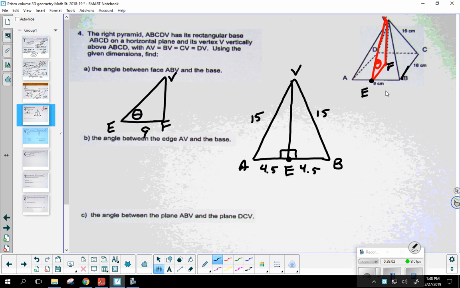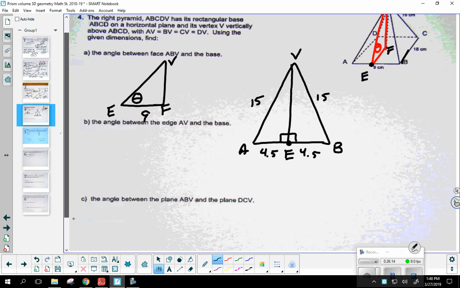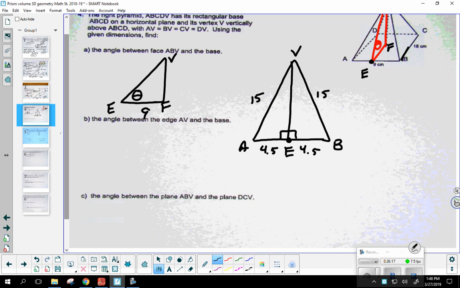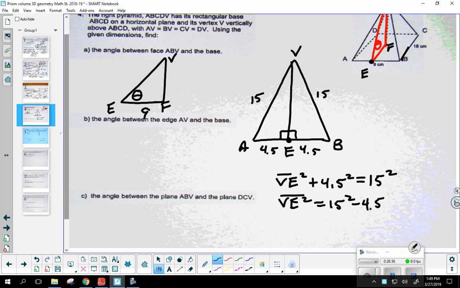No? Okay. So let's see here. Let's say VE squared is equal to 4.5 squared. Oh, what am I doing? I got used to what we were doing on the previous ones. This time VE, it's not the hypotenuse, it's a leg. So excuse me for 1 second. VE squared plus 4.5 squared is equal to 15 squared. So in order to solve for VE squared, we have to take the difference. VE squared is equal to 15 squared minus 4.5 squared.